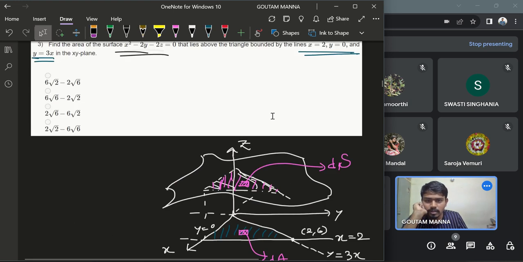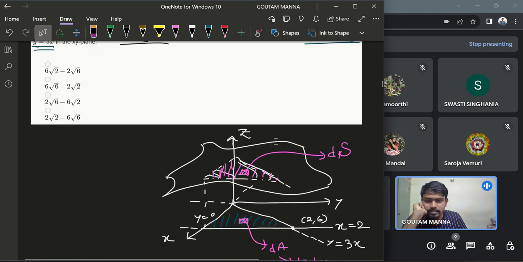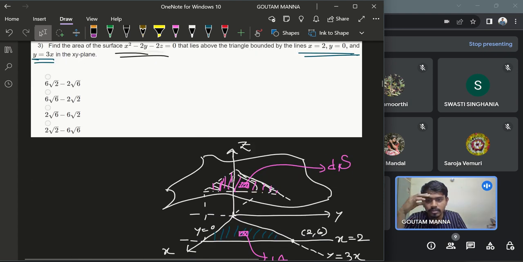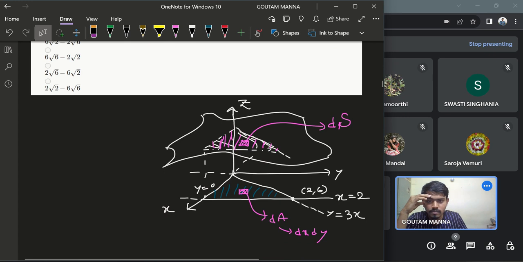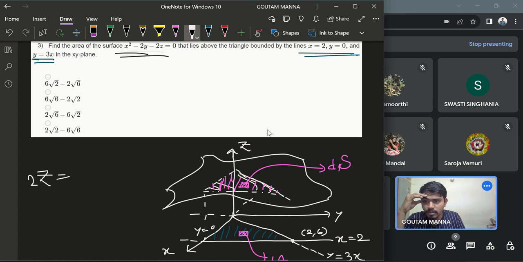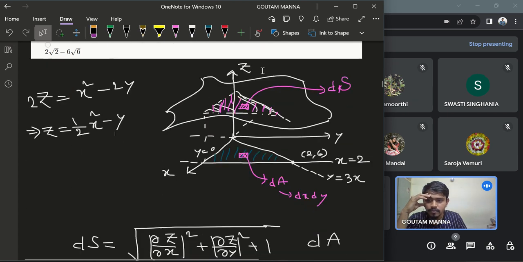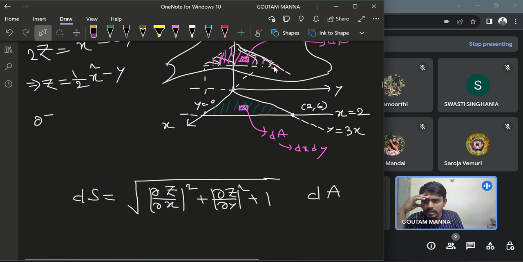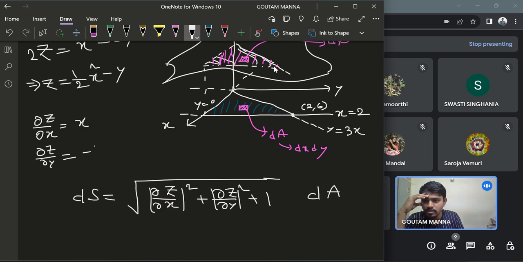And this z is the coordinate of this curved region. So from this equation I can write 2z will be x square minus 2y, then z will be half of x square minus y. So in that case del z del x is just x, and del z del y is minus 1.